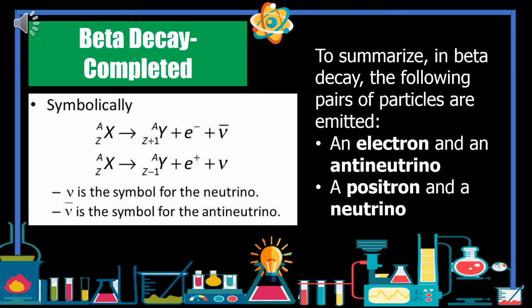First is the beta decay minus. In beta decay minus, a neutron decays into a proton, an electron, and an antineutrino. An antineutrino is the antiparticle partner of the neutrino, meaning that the antineutrino has the same mass but opposite charge of the neutrino. Second is the beta plus decay. In beta plus decay, a proton decays into a neutron, a positron, and a neutrino.